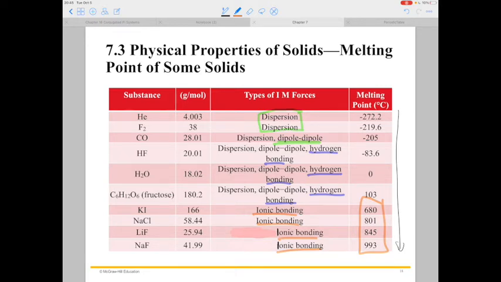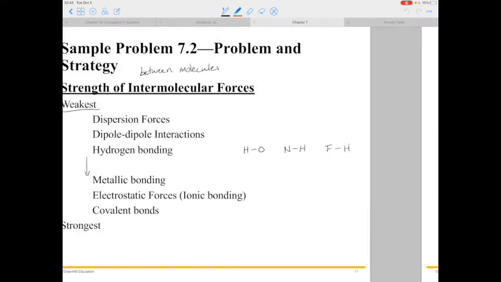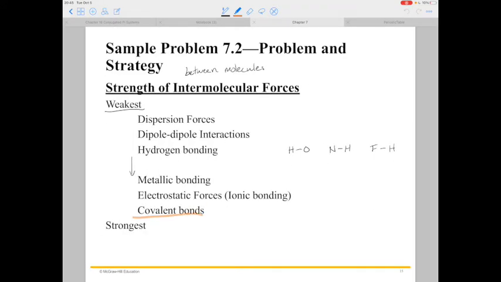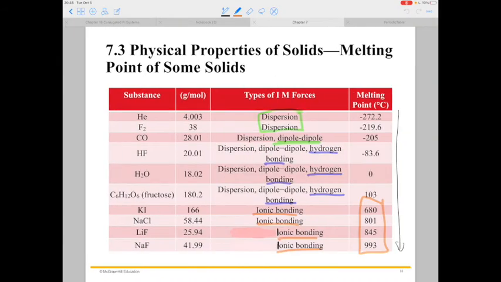Okay, and then to go even one more extreme, right? The most extreme end of this is not the ionic bonding, but these covalent bonds. Again, that would be something like a diamond, which is held together by covalent bonding. That has a boiling point, a melting point around 4,000 degrees Celsius.